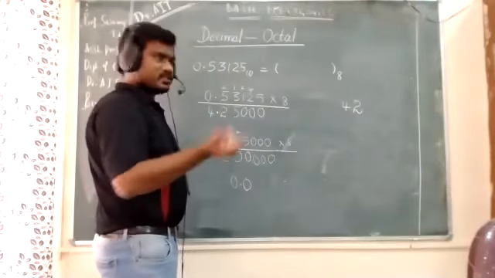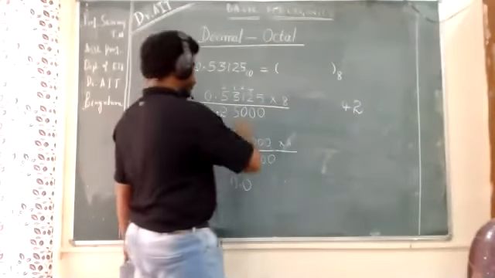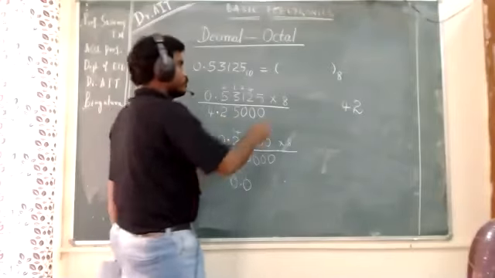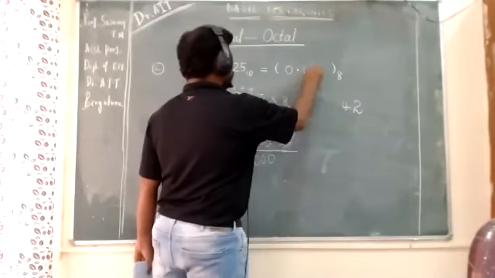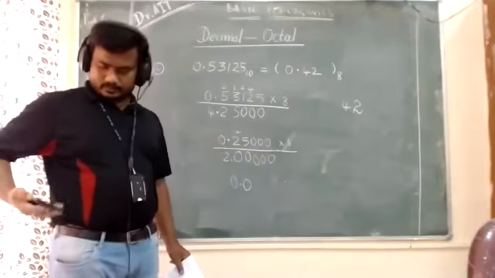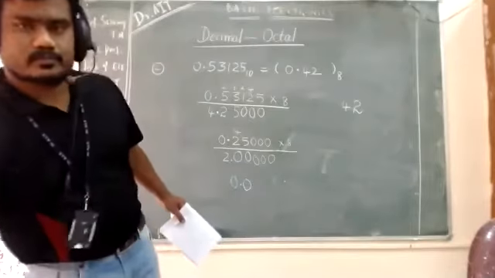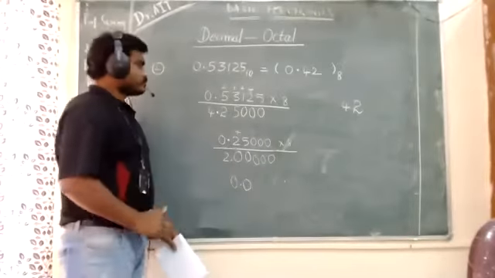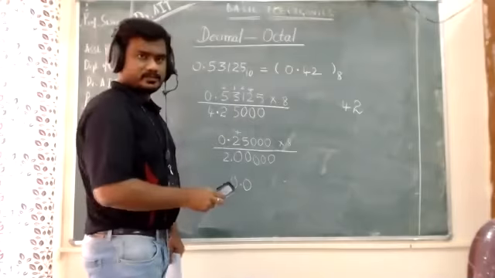So for the decimal number 0.53125, what is the octal equivalent? The octal equivalent is 4 and 2. So this is 0.42. Okay, so that is the procedure. I hope it's clear.